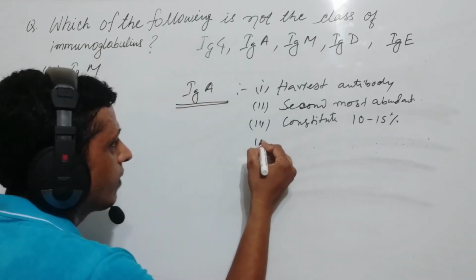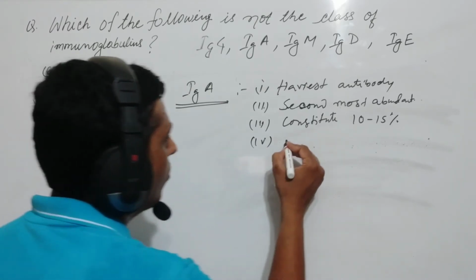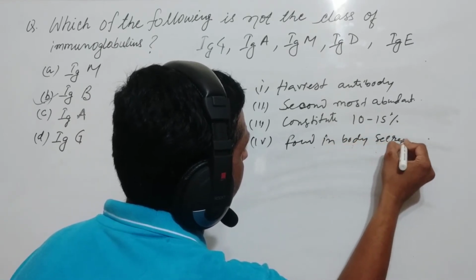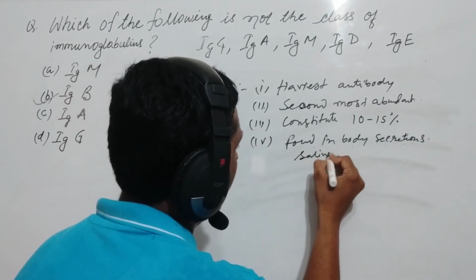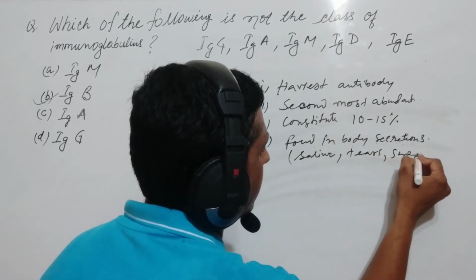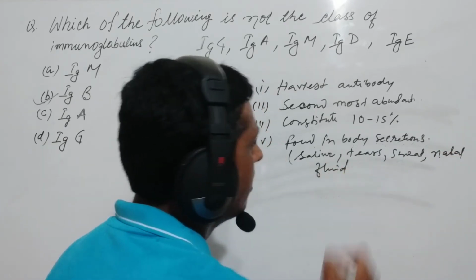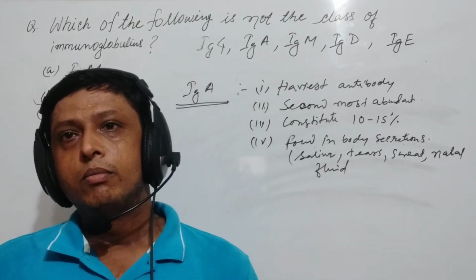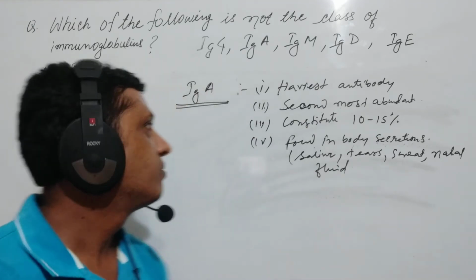IgA is found in body secretions, like saliva, tears, sweat, nasal fluid, gastrointestinal fluid, urinogenital fluid, and lung fluid. So in all kinds of body secretions we find IgA.